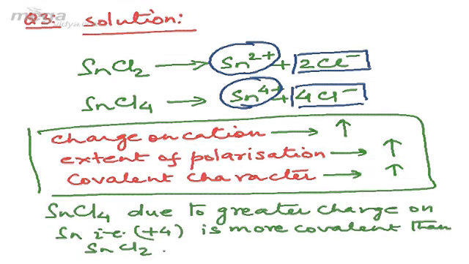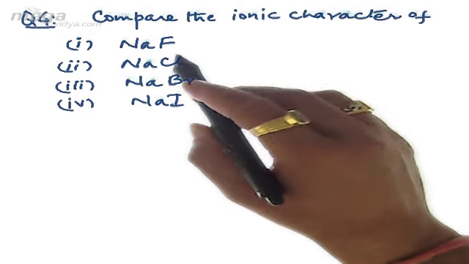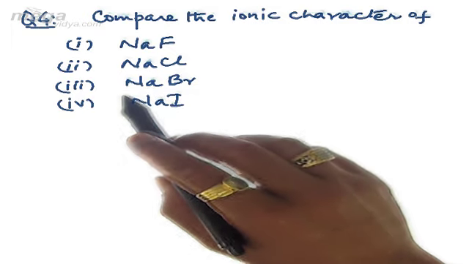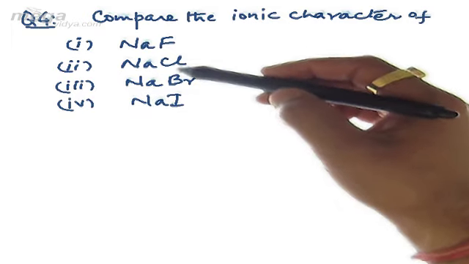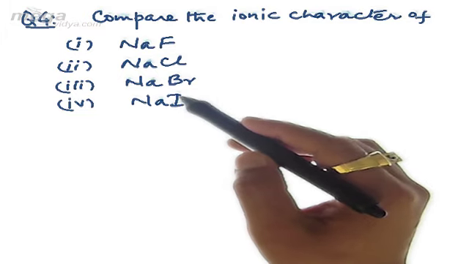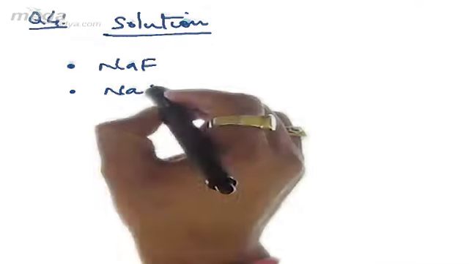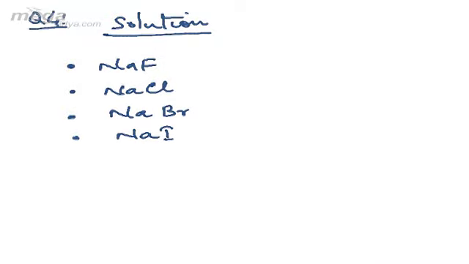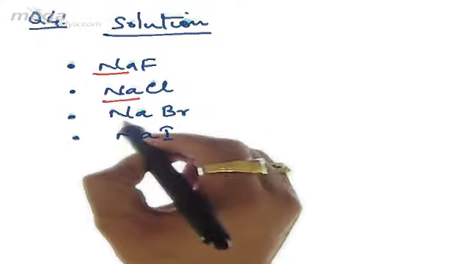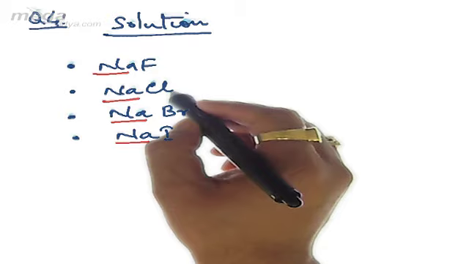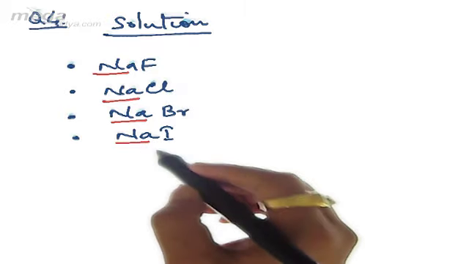So the conclusion is done. Now here we have to compare the ionic character of sodium fluoride, sodium chloride, sodium bromide and sodium iodide. In the very first question, we found that the anion in all the 4 compounds was common, but the cations were different, and by comparing the size of cation, we had discussed the covalent character. Now here we have sodium fluoride, sodium chloride, sodium bromide and sodium iodide. In each of the 4 compounds, the cationic part is common, but the anions are different: in NaF we have fluorine, in NaCl we have Cl, in NaBr we have bromine, and in NaI we have iodine.